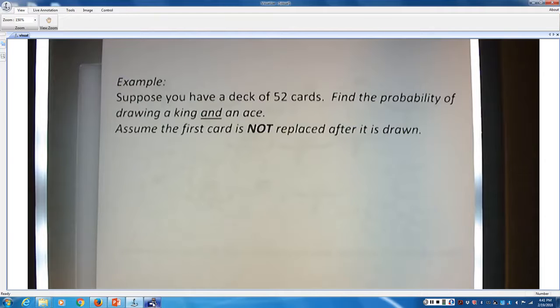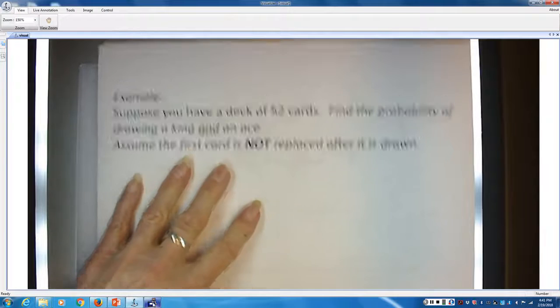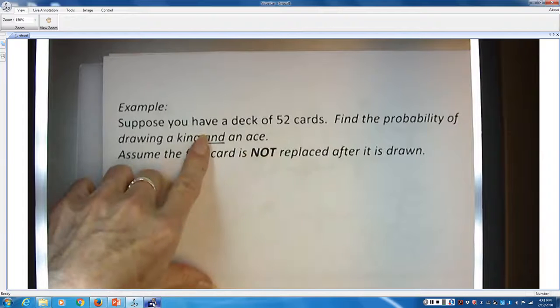So now we practice. Suppose you got a deck of 52 cards.